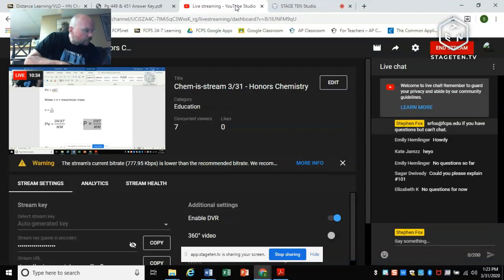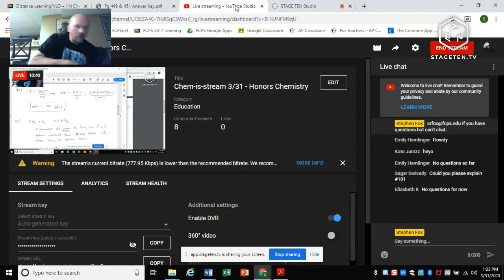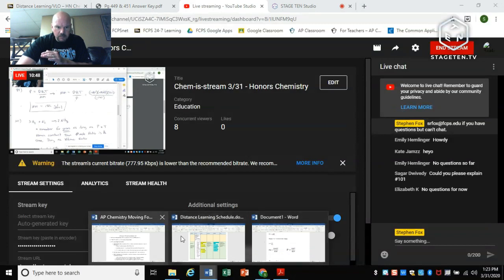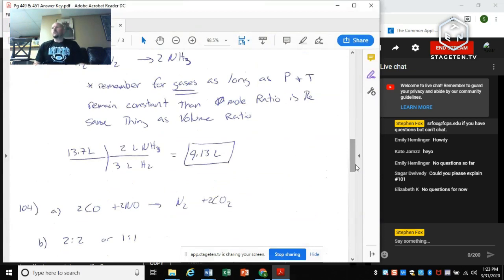101. Okay, so the key is understand this before I answer the question. If you have gases at the same temperature and same pressure, then their mole ratio in a balanced equation is also equal to their volume ratio.